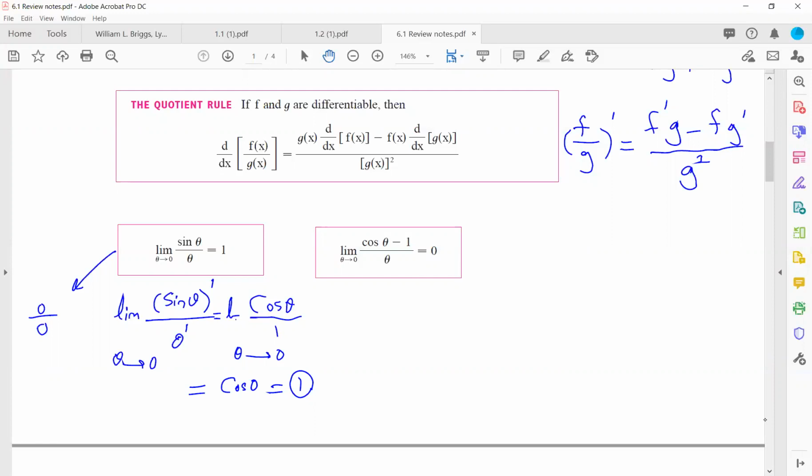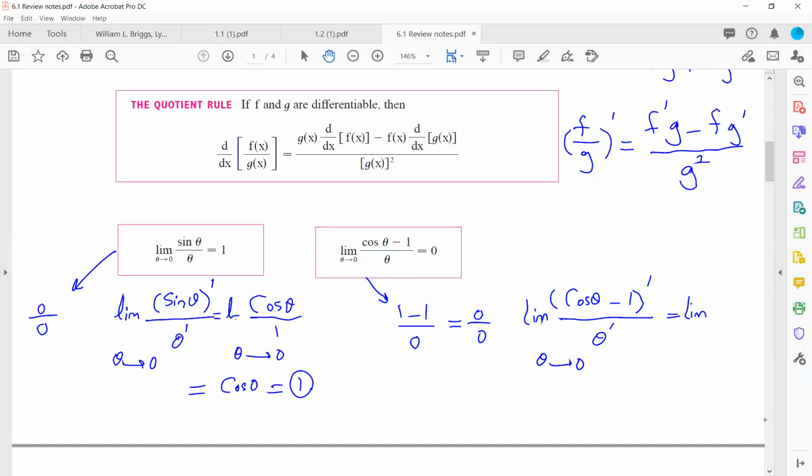The same for the limit of cosine theta minus 1 divided by theta. This limit also exists and it is 0. So if you plug in 0 on the numerator, you have 1 minus 1 divided by 0, or 0 over 0. By applying L'Hopital's rule, you have the limit of the derivative of cosine theta minus 1 divided by the derivative of theta while theta is going to 0.